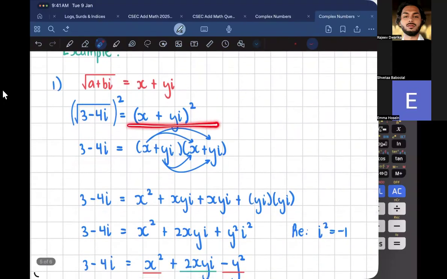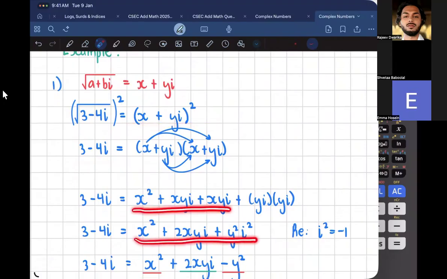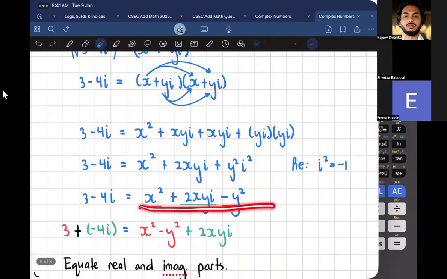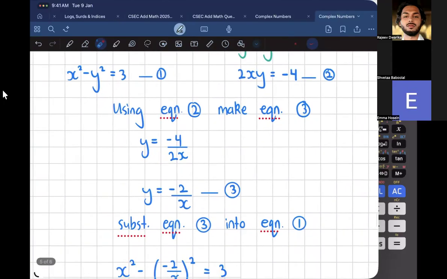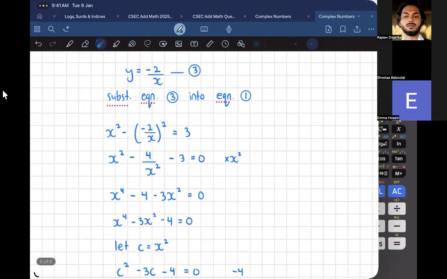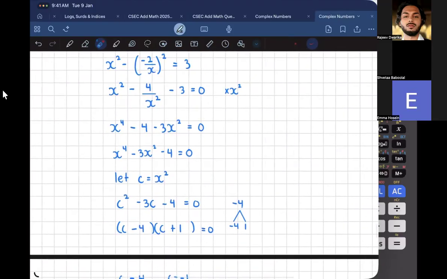You square this, so you're going to end up with x squared plus 2xyi plus y squared i squared, which is just going to be x squared plus 2xyi minus y squared. Then you equate the real parts and the imaginary parts. So the real parts were x squared minus y squared and 3, and the imaginary parts were 2xy and minus 4. And then it's simultaneous equations. I think you know how to do simultaneous equations.